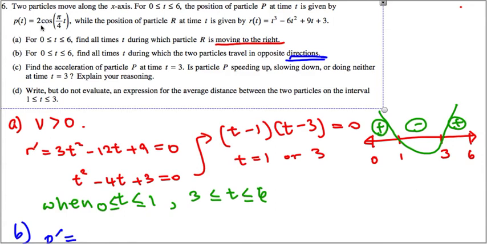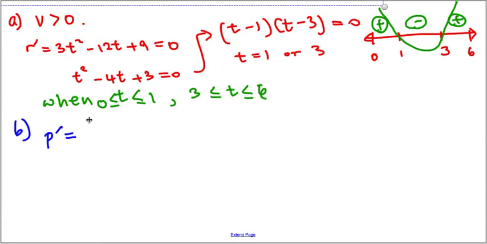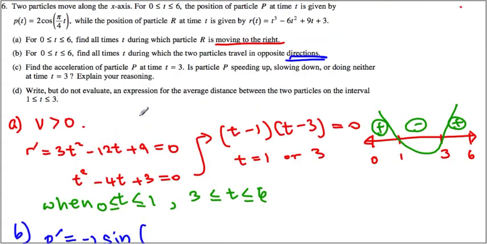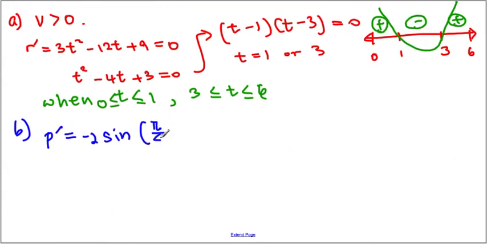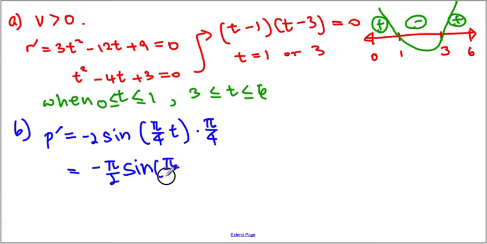We have negative 2, and the derivative of cosine becomes negative sine. So we have negative 2 sine of that expression, which is pi over 4 t. But by the chain rule, I have to multiply one more time by pi over 4, which ends up being negative pi over 2 sine of pi over 4 t. Now notice the frequency is pi over 4. What does that mean? Since the period is equal to 2 pi over pi over 4, we realize that the period is 8.